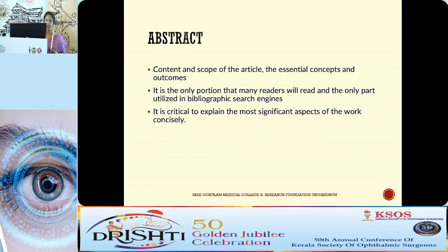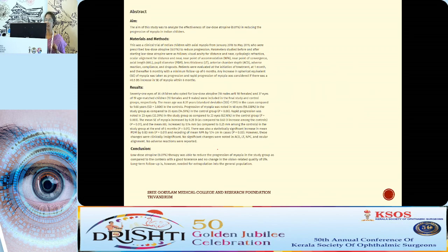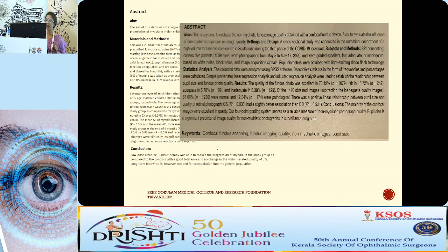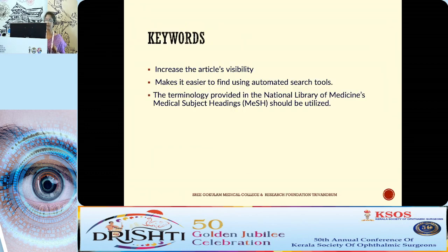Now coming to the abstract, again this is a very important part of the article. So here you have to give the important concepts of your research work and the important outcomes also, because mostly if a person decides to go through the article, then he will be going through the abstract first. So that has to contain everything about your article, but it has to be a very brief one. So you can see that everything is included there, but it has to be very brief.